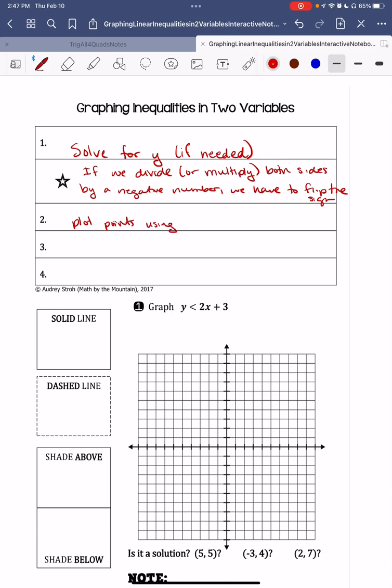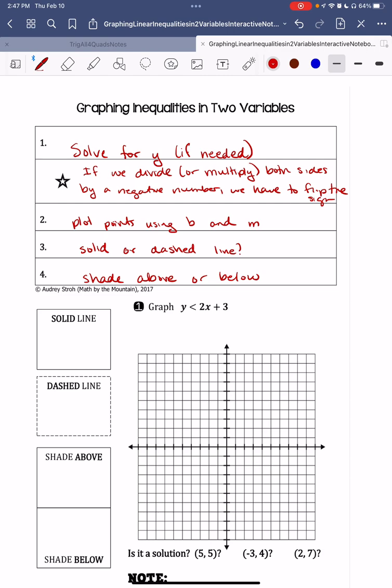Okay, so once you've done that, the next step is to plot some points using your y-intercept, b, and your slope, m. Then you have to decide if you're going to connect those points with a solid or a dashed line. And finally, you have to decide how you're going to shade, because there's some shading involved. So if you're going to shade either above or below the line.